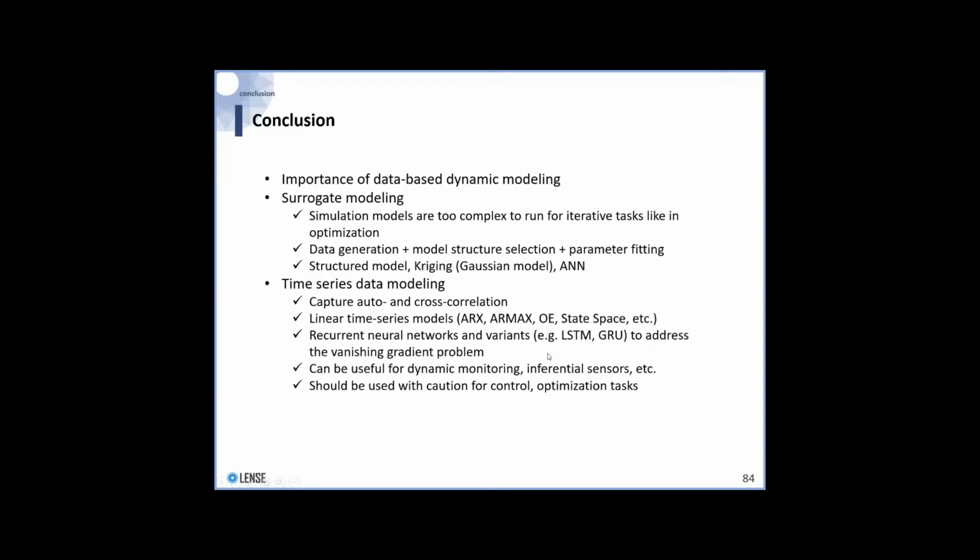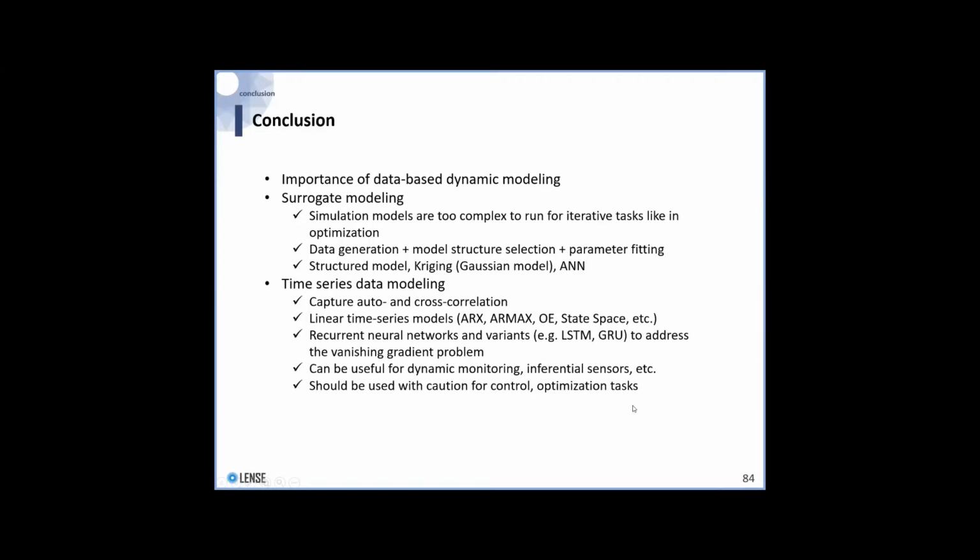Okay. And I talked about not only the vanilla recurrent neural networks, but there are things like the LSTM and GRU, which are meant to capture more long-term correlations. And it can be useful for dynamic monitoring, inferential sensors, etc. If you want to use such a model for control and optimization, you have to be extremely careful.